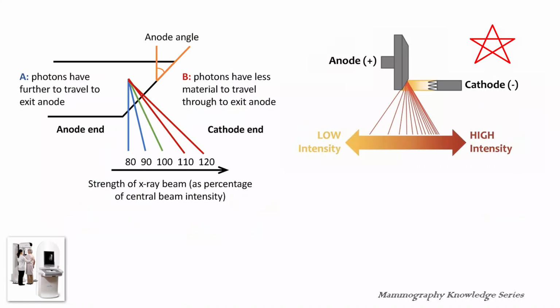We'll begin by looking at the intensity of the beam and reasoning that that is why the base of the breast, or the chest wall, is always placed against the cathode side of the tube for positioning. The reasoning behind this is that the photons have further to travel to exit the anode, and the photons have less material to travel through to exit the anode.